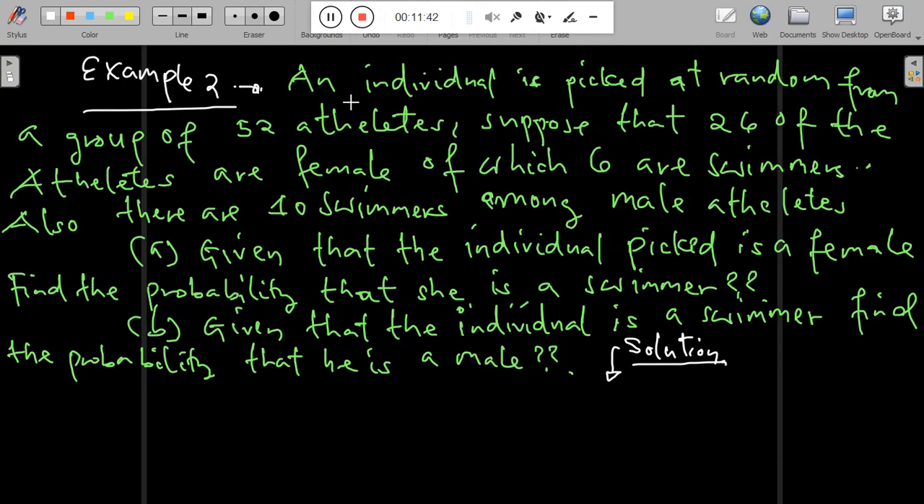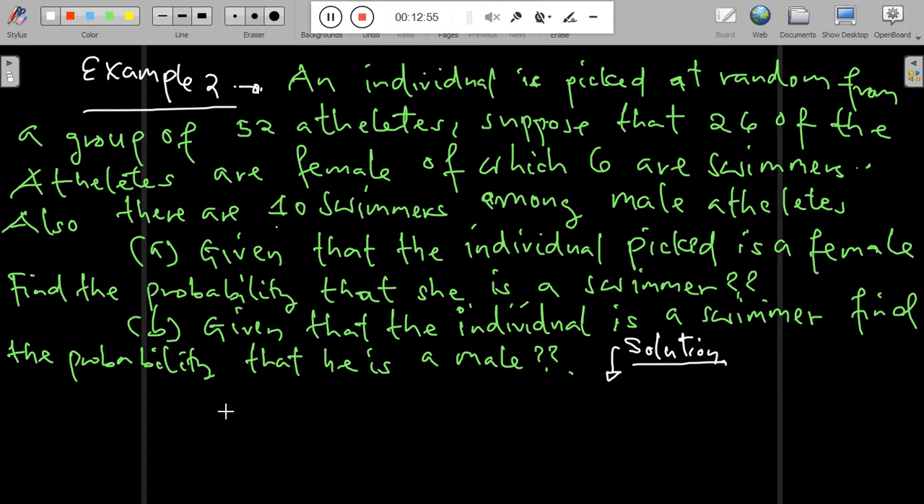Now example number 2. An individual is picked at random from a group of 52 athletes. Suppose that 26 of the athletes are female, of which 6 are swimmers. Also, there are 10 swimmers among male athletes. Required: part A, given that the individual picked is a female, find the probability that she is a swimmer. And part B, given that the individual is a swimmer, find the probability that he is a male.